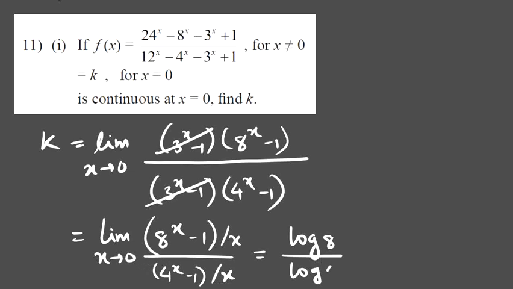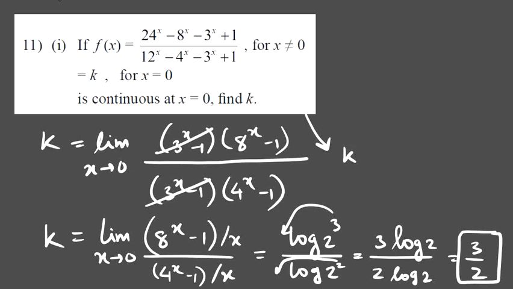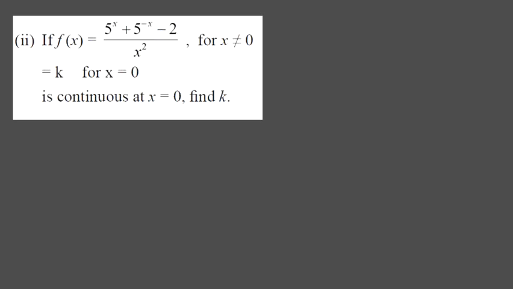So log 8 you can think of as log of 2 cube, and 4 can be written as 2 square. This 3 can come out of the log and this 2 also can come out of the log. So you can write it as 3 log 2 divided by 2 log 2. Log 2 gets cancelled in the numerator and denominator, and finally the value for k turns out to be equal to 3 by 2. So for this question the final answer is k will be equal to 3 by 2. Going ahead with the second question.